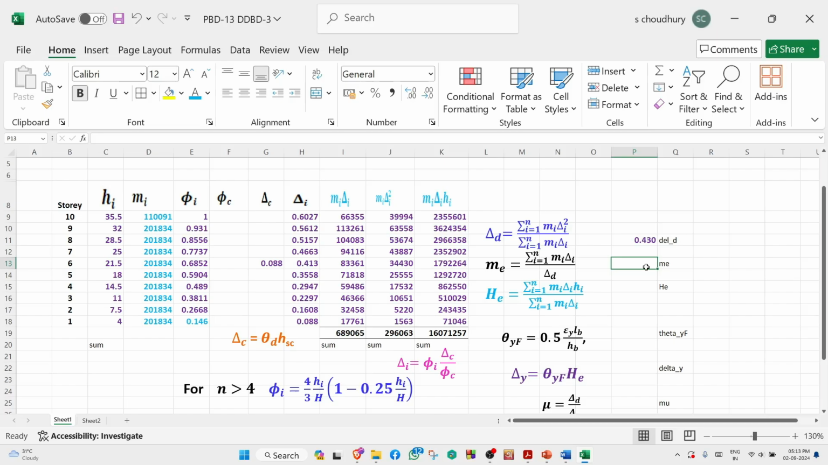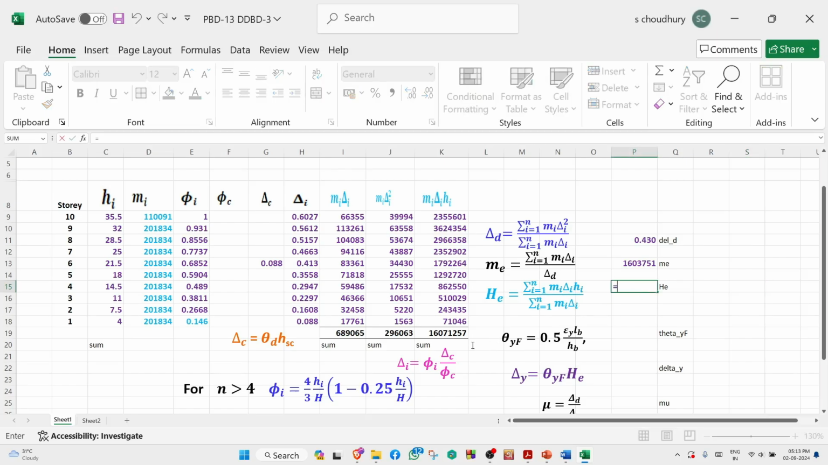Now M equal to summation mi delta I by delta D. So this value divided by this delta D value we have calculated. So this gives you the effective mass. Then HE equal to summation mi delta I HI divided by summation mi delta I. So equal to this last column divided by the mi delta I summation, which is this one. So this is the HE, the effective height of the building.